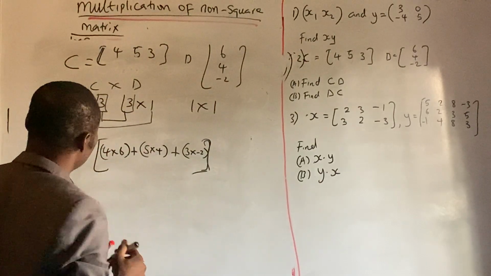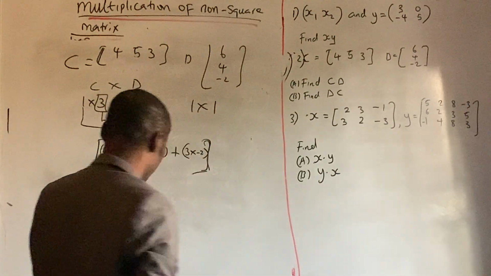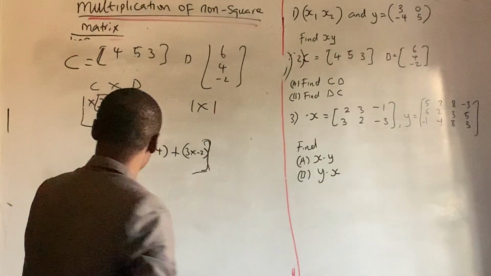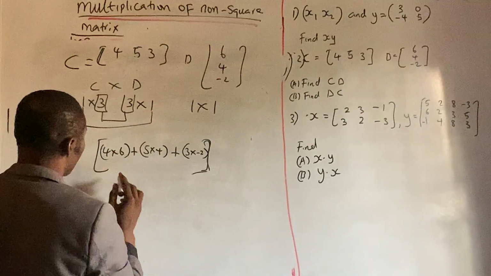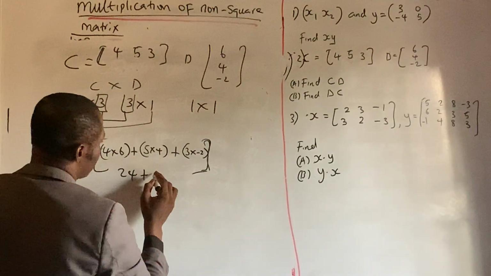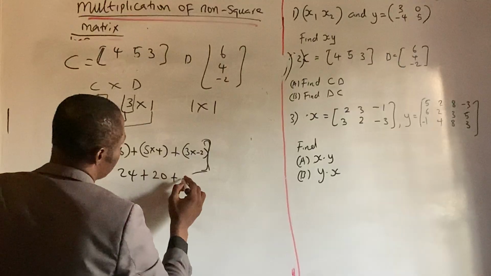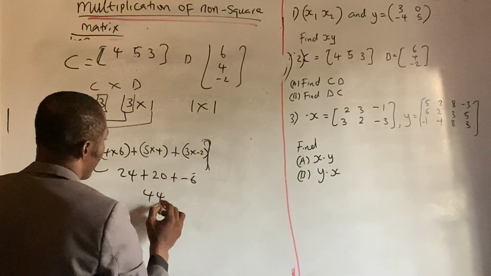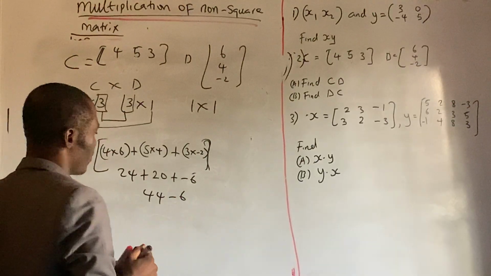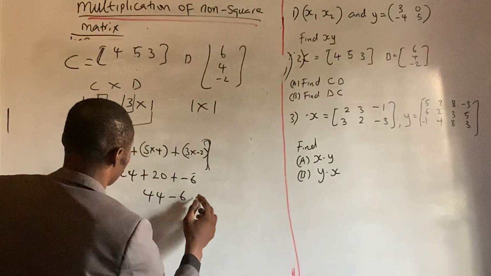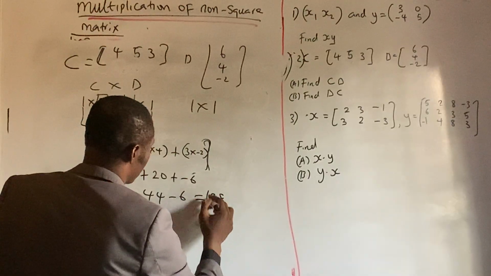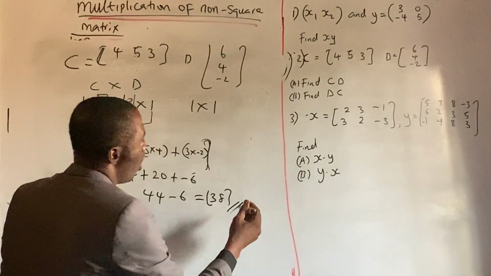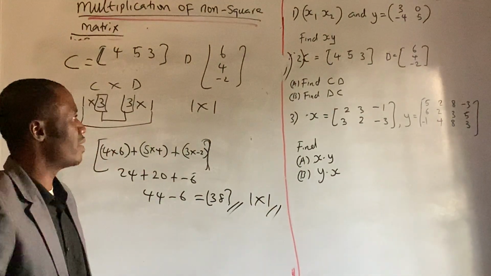So 4 times 6, that'll give me 36 or something. Okay, 4 times 6, that'll give me 36. Oh, 24, sorry. 4 times 6 is 24. This is 24, and this is 20, and this is minus 6. All right, 24 plus 20 is 44. Minus 6 from this will give me 38. So this is my final answer. 38 is my final answer because it's now 1 by 1. That's the final answer there. So let's go to the next one.